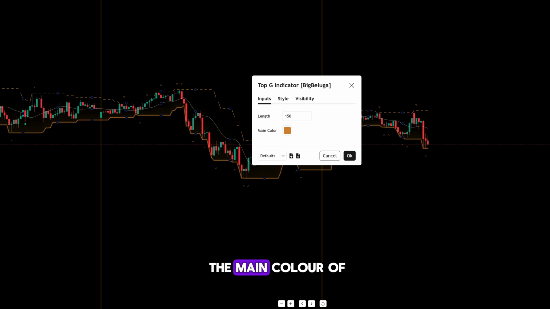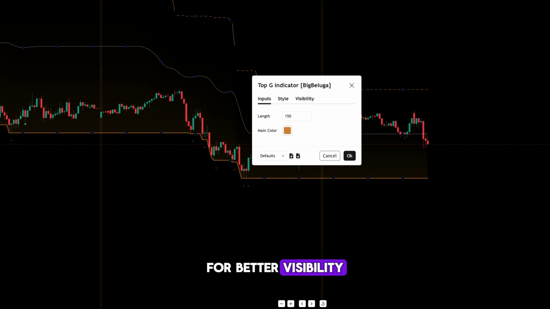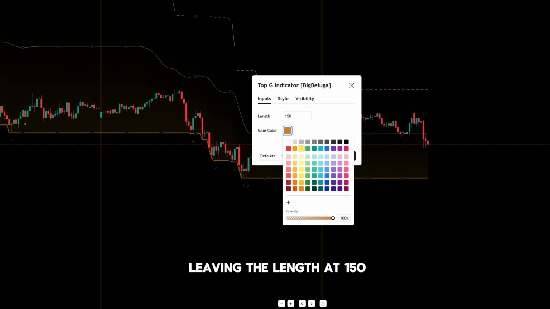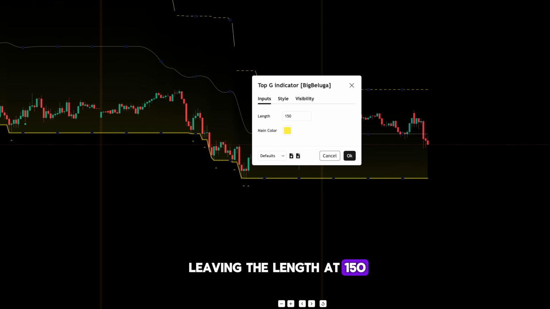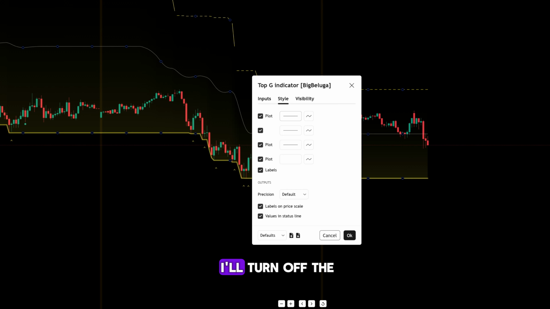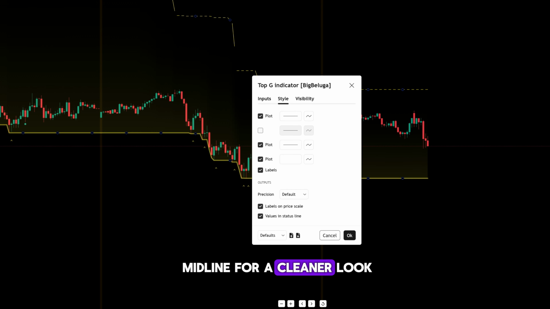You can also change the main color of the indicator. For better visibility, I'm going to set it to bright yellow, leaving the length at 150. On the Style tab, I'll turn off the midline for a cleaner look. Once that's set, click OK.